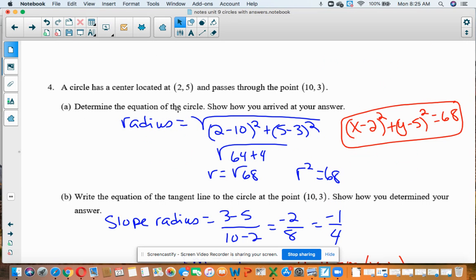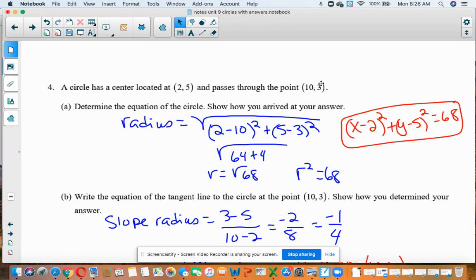Question 4, I have a circle. The center is at 2, 5. It passes through the point 10, 3. Determine the equation of the circle. So basically, the first thing to write an equation of a circle, I need the center, which I actually have already, 2, 5, but I also need a radius. So I'm going to find the length of the radius.